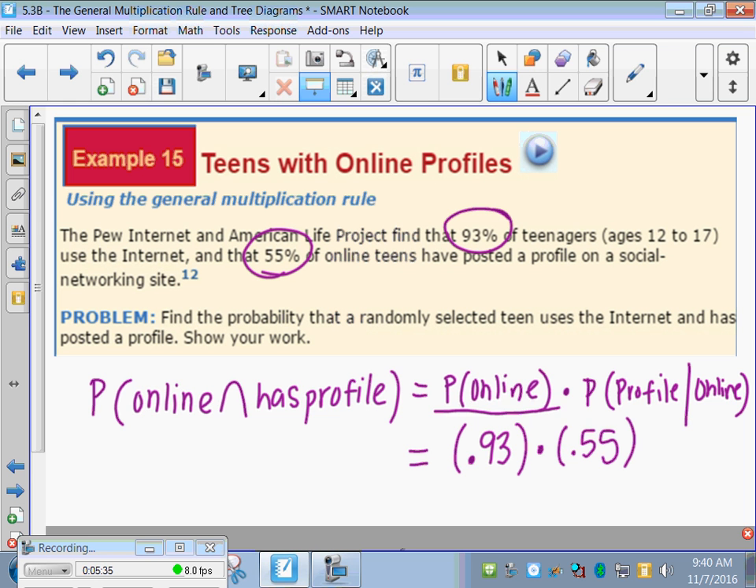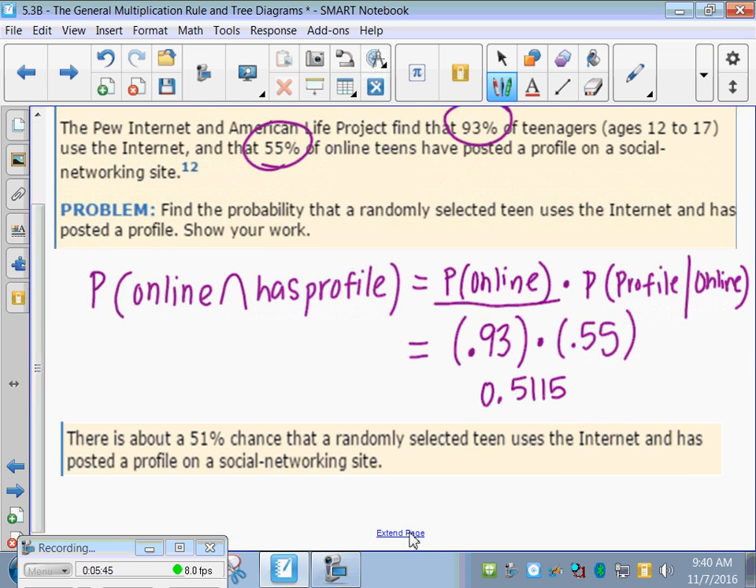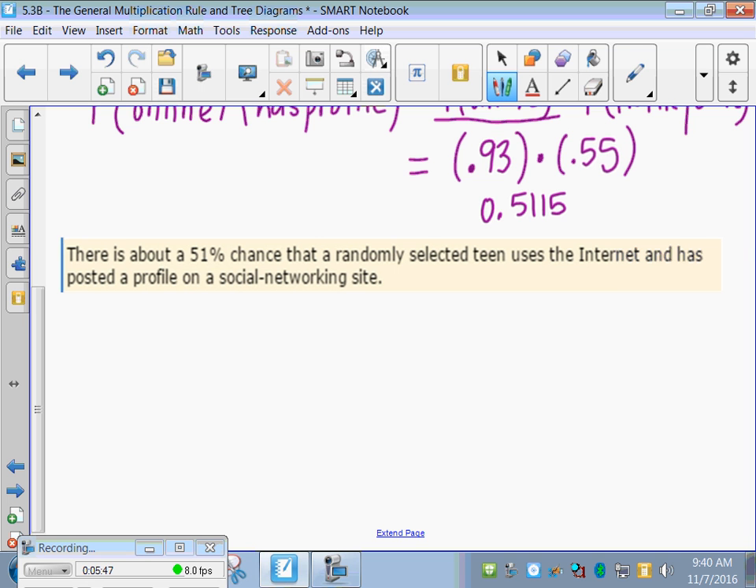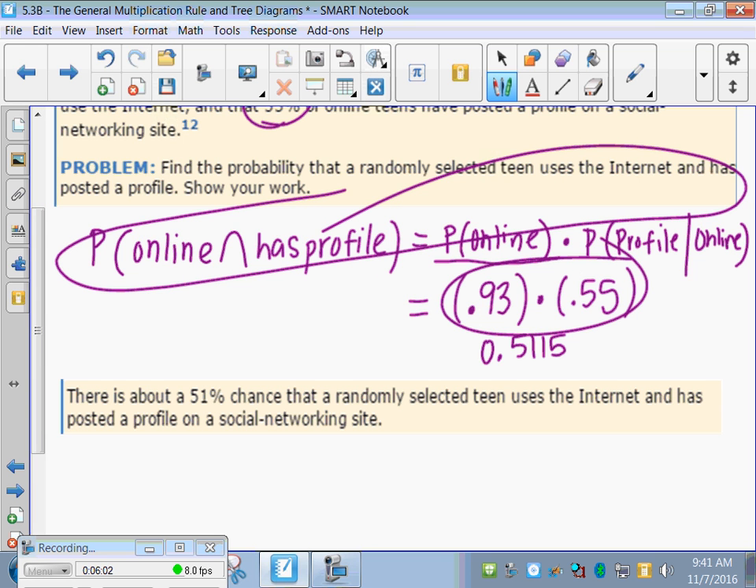We want this and this to happen. We multiply them together, and we get 0.5115, which means we do need to answer the question in a sentence. There is about a 51% chance that a randomly selected teen uses the internet and has posted a profile on a social networking site, okay? The hardest part is probably setting up the formula. Okay, but multiplication hopefully is a little bit intuitive to you guys with "and."